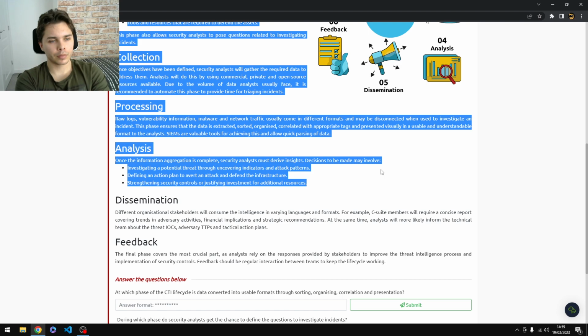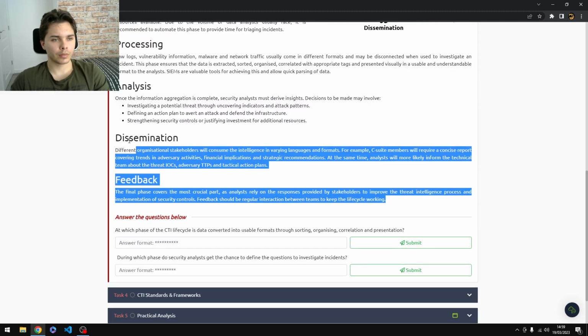Analysis: once the information aggregation is complete, security analysts must derive insights. Decisions to be made may involve investigating a potential threat through uncovering indicators and attack patterns, defining an action plan to avert an attack and defend the infrastructure, strengthening security controls or justifying investment for additional resources.